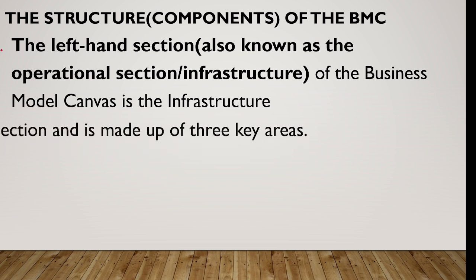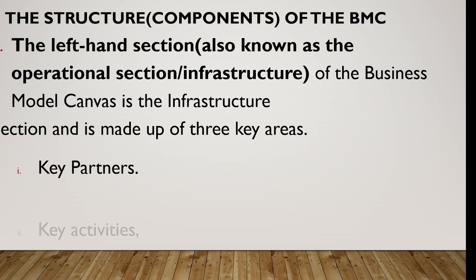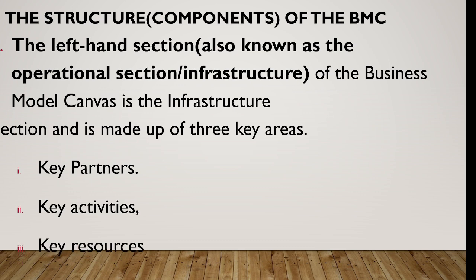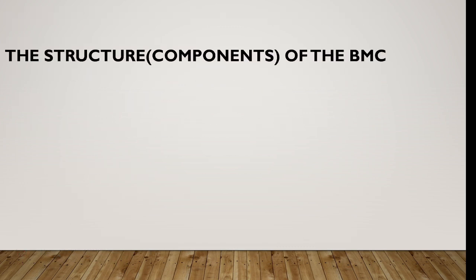We have the structure or the component of the business model canvas, or the elements of the business model canvas. It has got the left hand section, the middle part, the right hand section, and the bottom section. The left hand section is also known as the operational section, or the section for infrastructure. In that section we find key partners, key activities, key resources, etc.